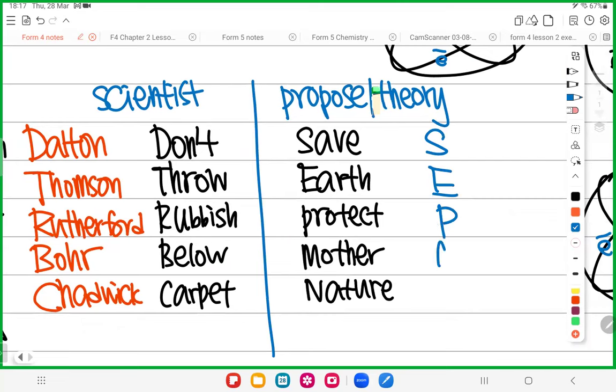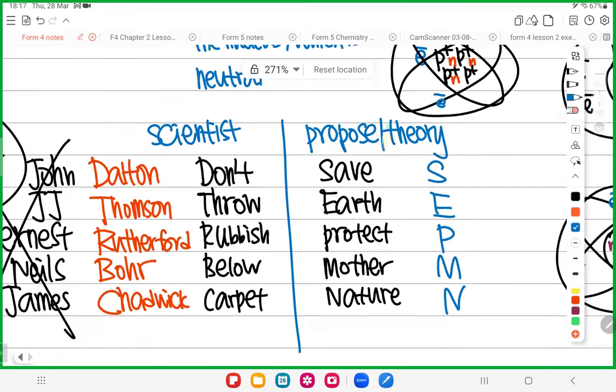S-E-P-M-N. So the right-hand side, the letter here tells us what they propose, what they say. So John Dalton discovered S. S means sphere. John Dalton said atom is a sphere, it's a ball. So Thomson discovered E. E means electron. J.J. Thomson found electron. Rutherford found P. P is proton.